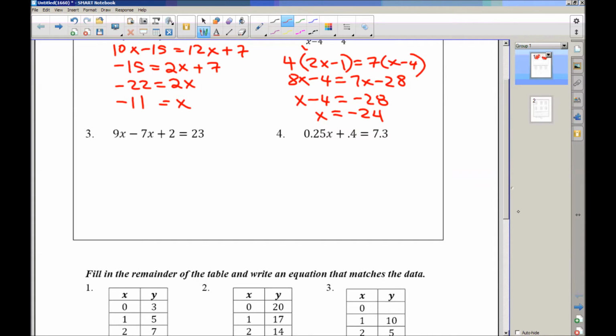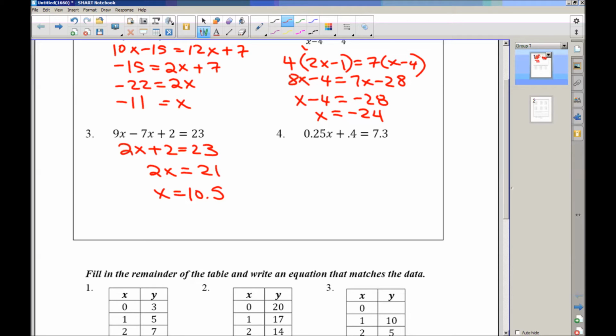Number 3. The left side is not simplified again. So I'll combine the x's. And then we'll subtract 2 to both sides to solve the resulting two-step equation. And this time we get a decimal, so 10.5.